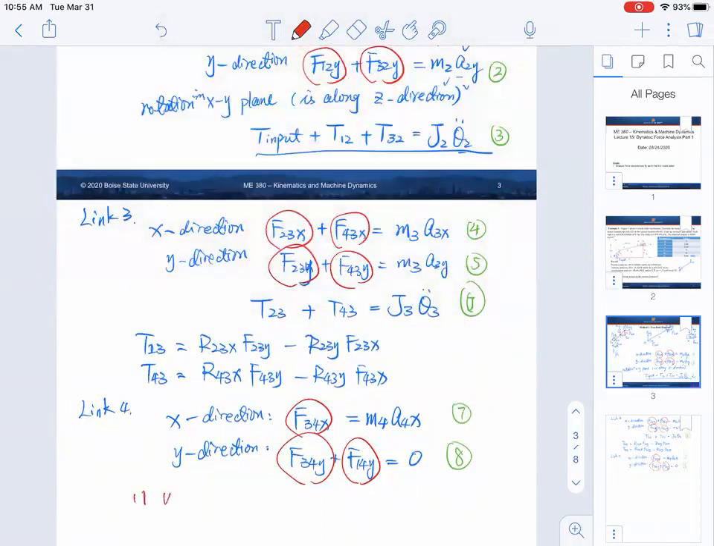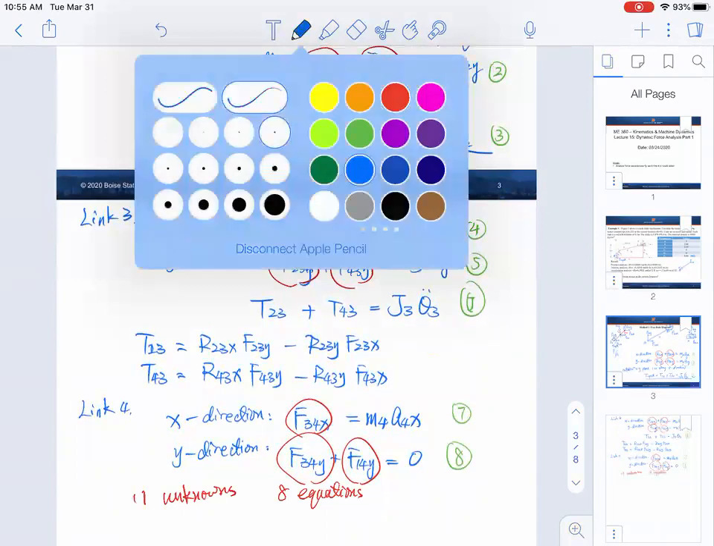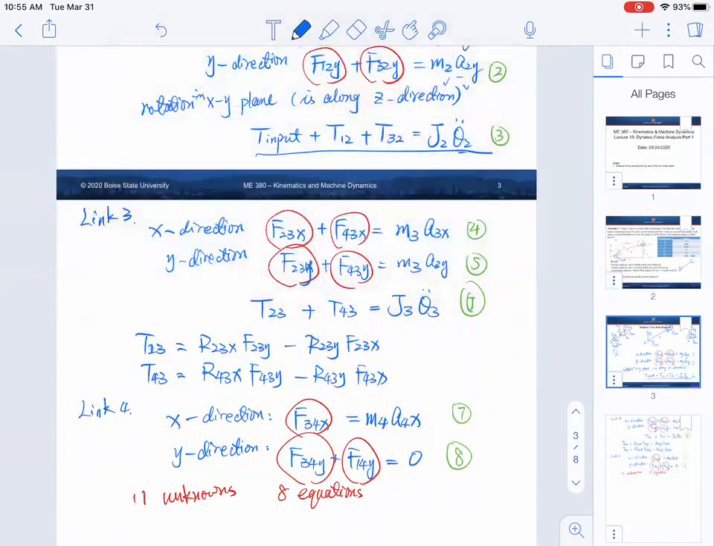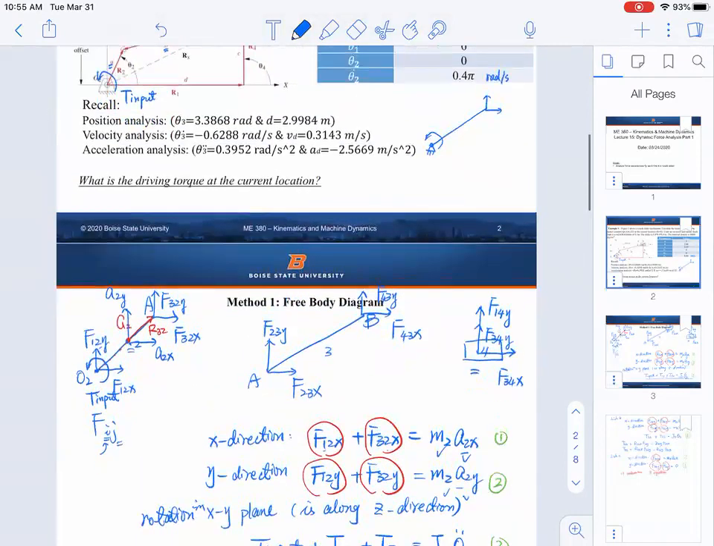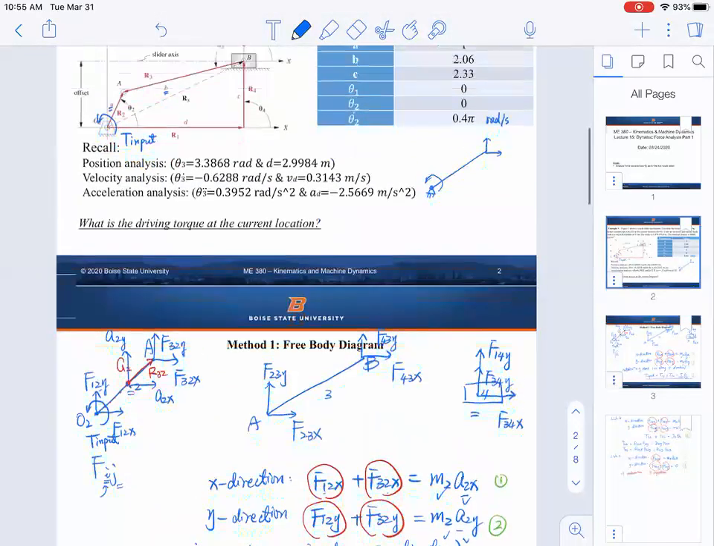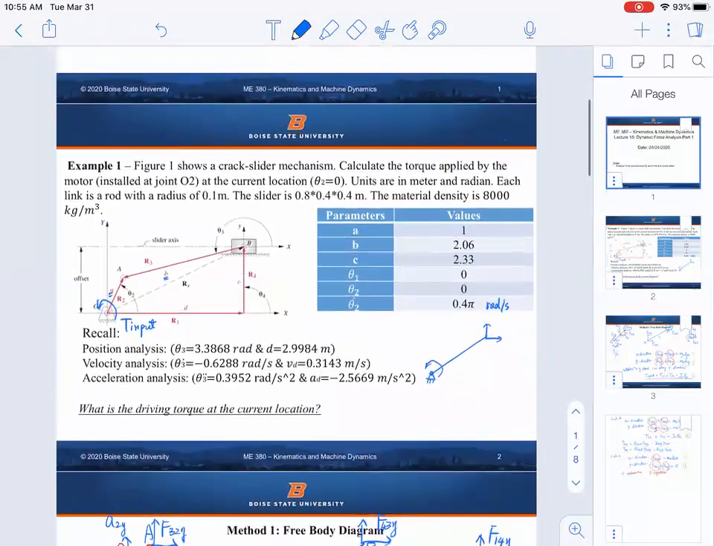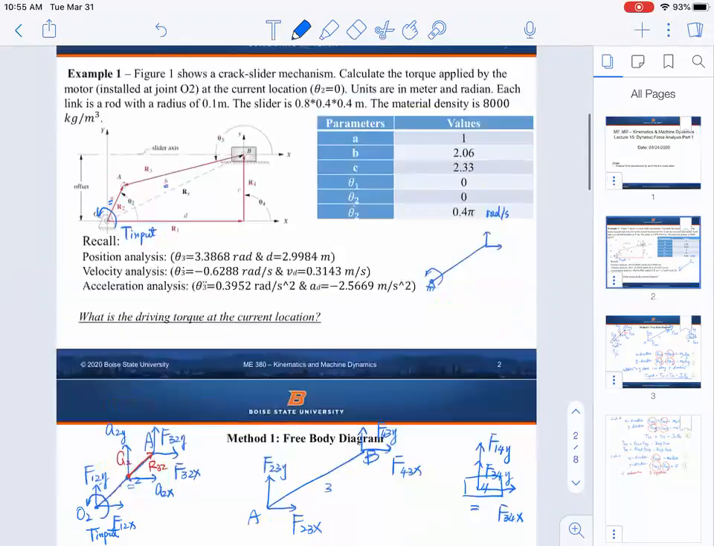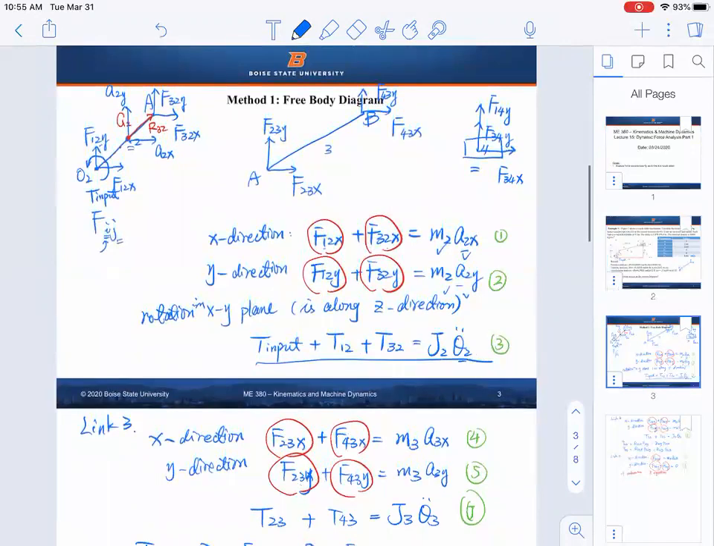So 11 unknowns and 8 equations. All right, so that means we're missing 3 equations. All the additional equations are from Newton's third law. So we have joint A and joint B. That means the force at joint A and joint B should be the same amplitude, but different direction.